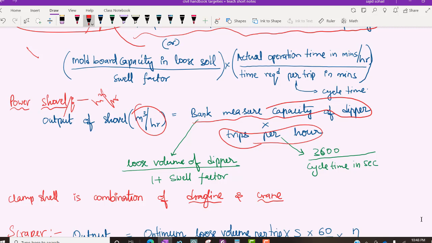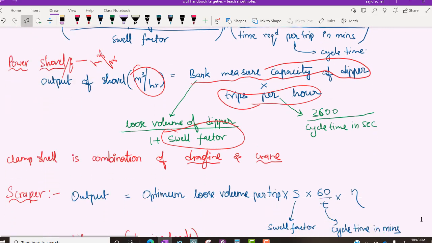Sometimes you will be given a swell factor. That means the soil whatever you are excavating, right, it will be swelling. So in that case what you will be doing, very simple है, the loose volume of dipper divided by 1 plus swell factor into trips per hour आपको करना पड़ेगा. I hope it is very clear, right? याद रहेगा, not at all a problem for you, right?